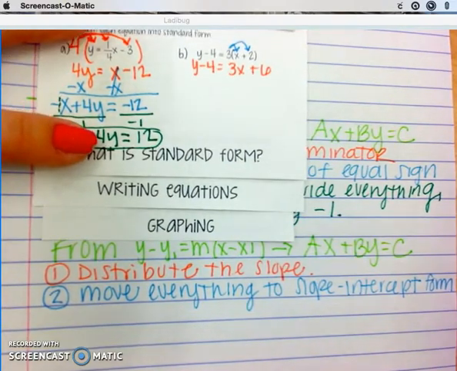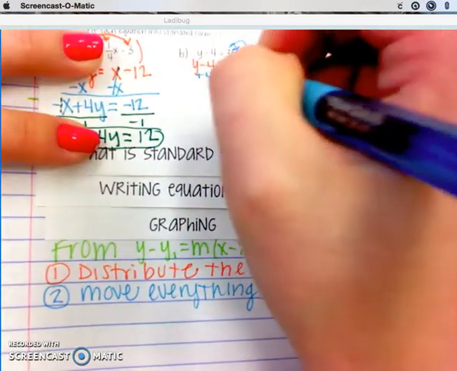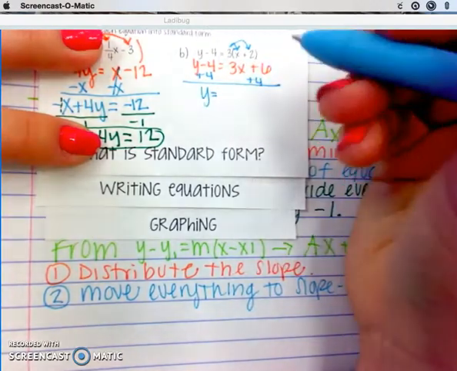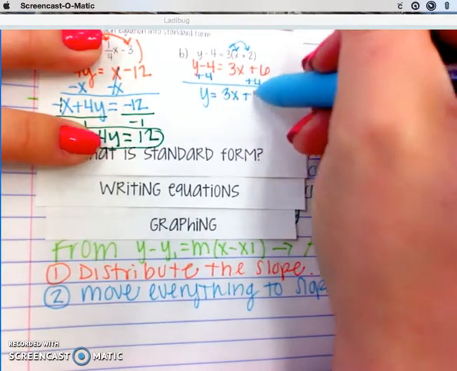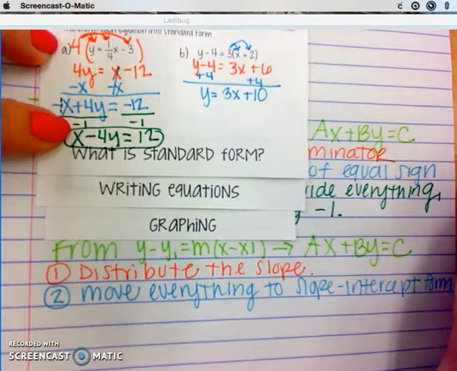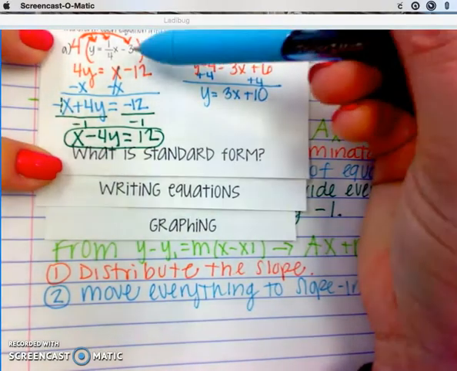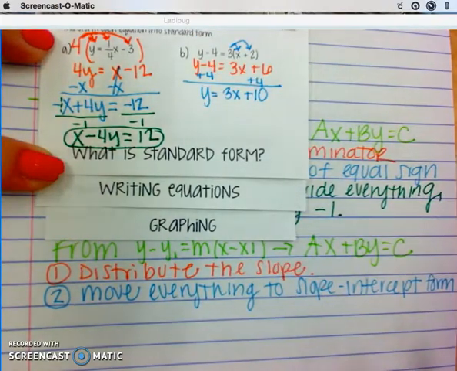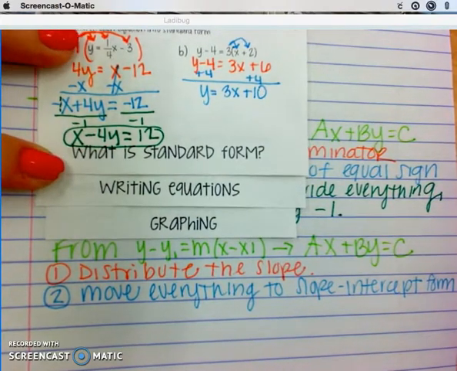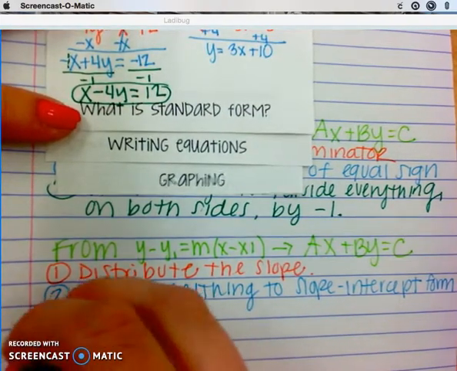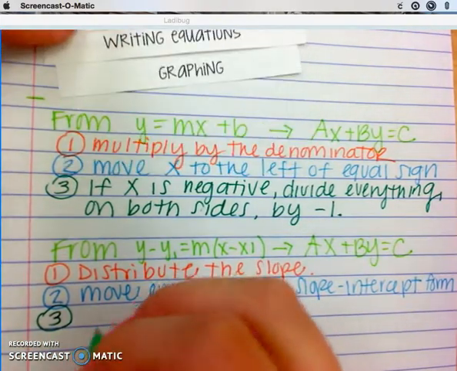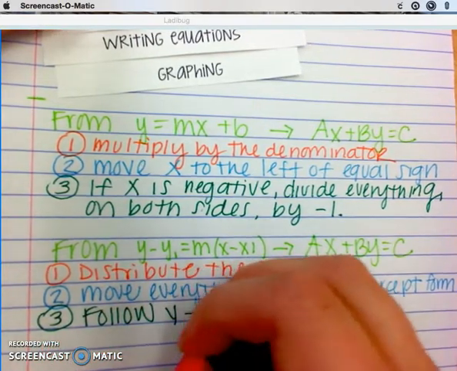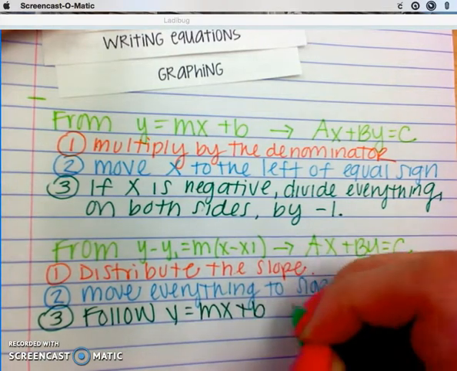And to do that, what I'm doing is adding 4. I cannot combine a 4 and a 3x because they are not like terms. So I have 3x plus 10. And now I know that I can put my slope-intercept form in standard form. So my rule 3, or my step 3, is to follow y equals mx plus b rules.